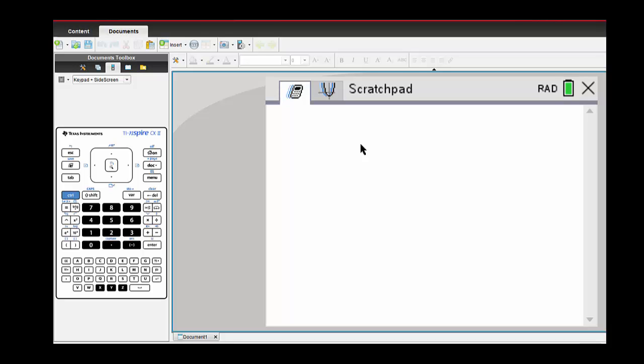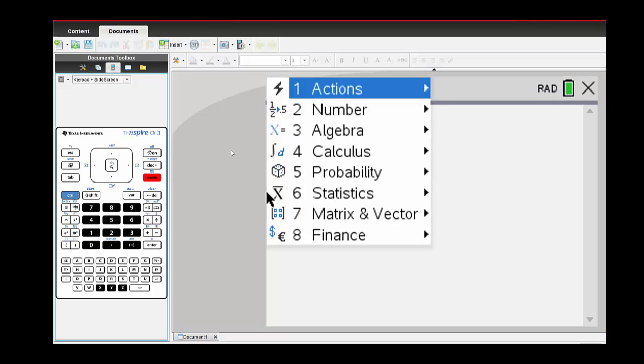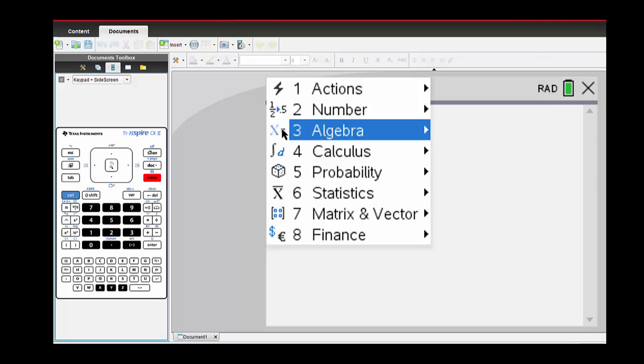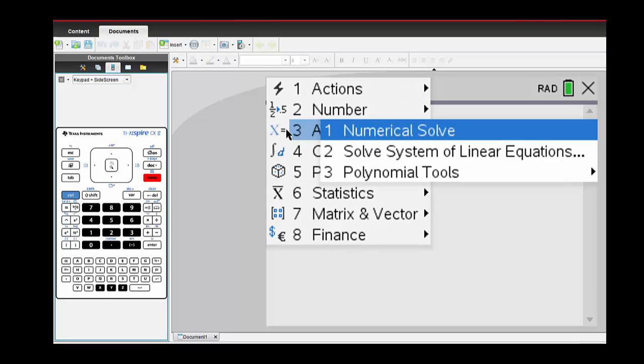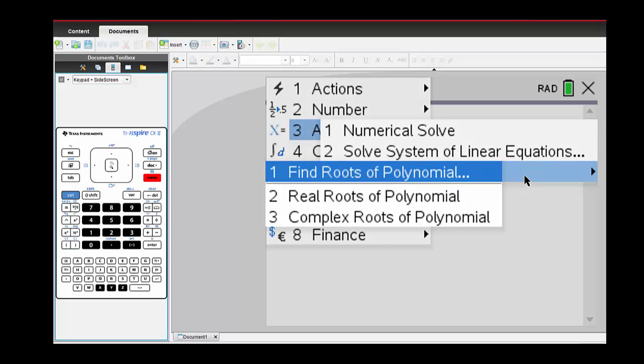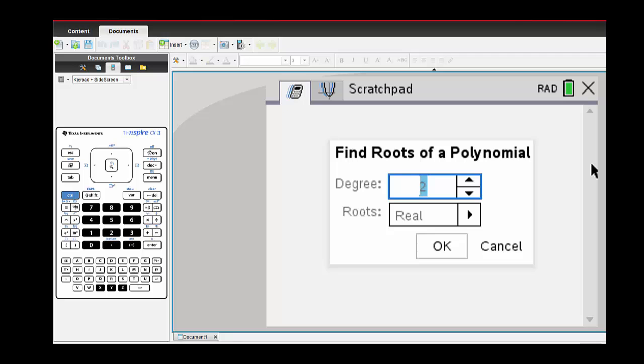Now to solve a quadratic, what you need to do is go to your menu. So on your keypad, press menu. You then want algebra, so number 3, and then you get 3 options here, and we're going to go to the third option, polynomial tools. And then when we're into this section, we're going to go to find roots of a polynomial, the first one. That will open up this lovely little box here.